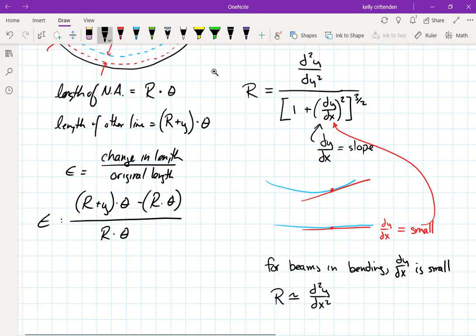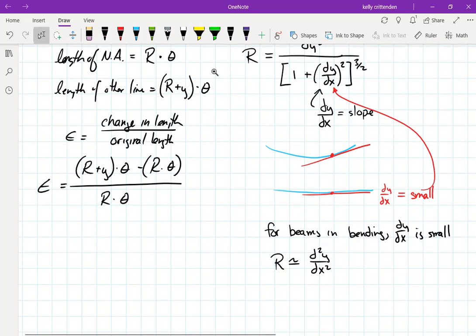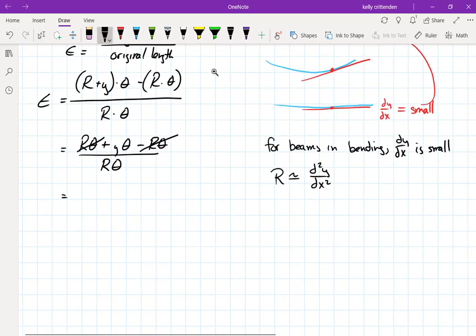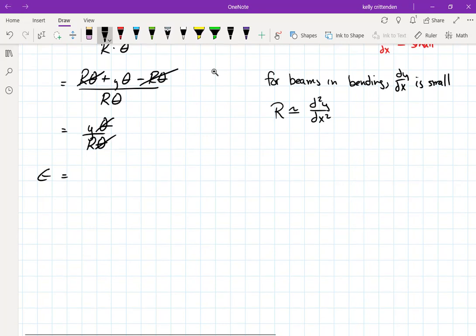That would be strain. And if I expand this, r theta plus y theta minus r theta over r theta, I've got r theta minus r theta, so those go away. Then I've got y theta over r theta, those go away. And I've got that the strain is this distance y, whatever it happens to be, over that radius of curvature.